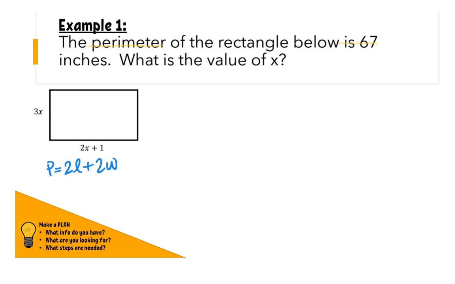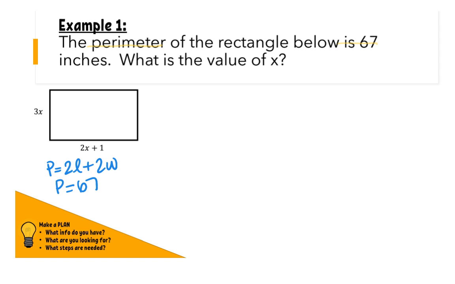Our formula for the perimeter of a rectangle is 2 times the length plus 2 times the width. Now let's go back. What information from this formula did they provide us? In the word problem itself, they gave us that P equals 67. Okay, but they gave us other information too. They gave us the information on the rectangle itself.